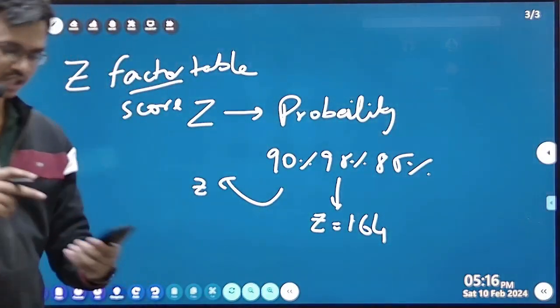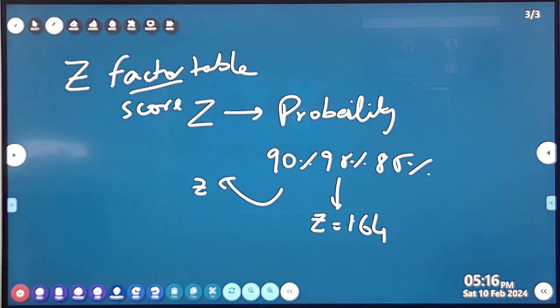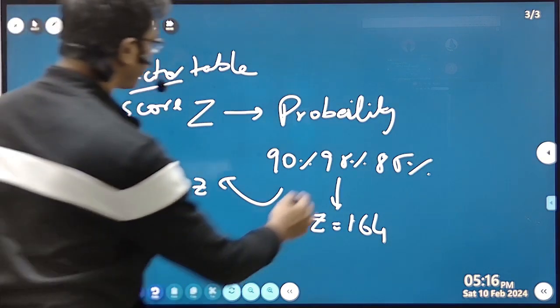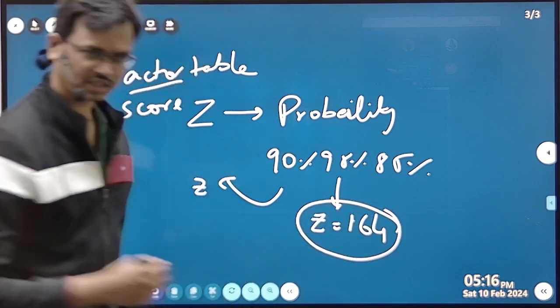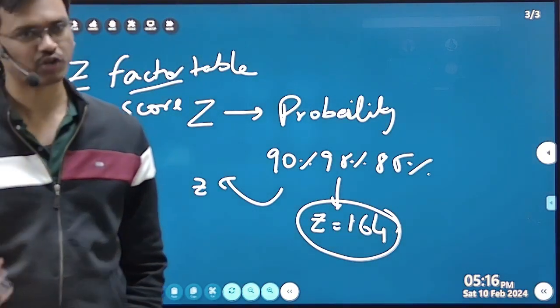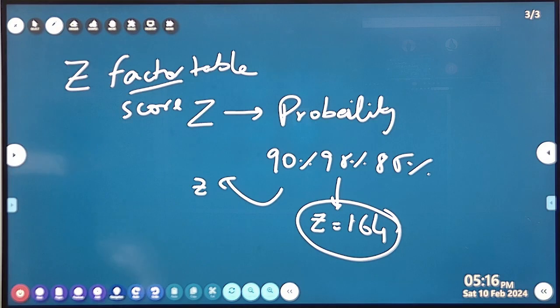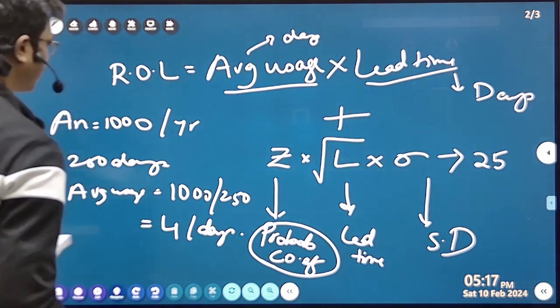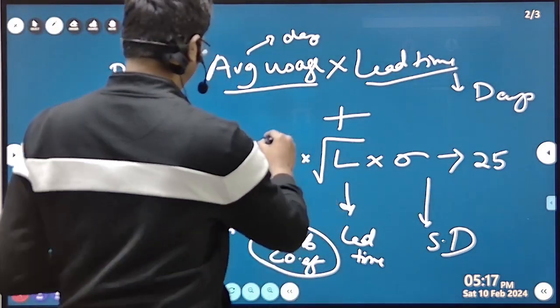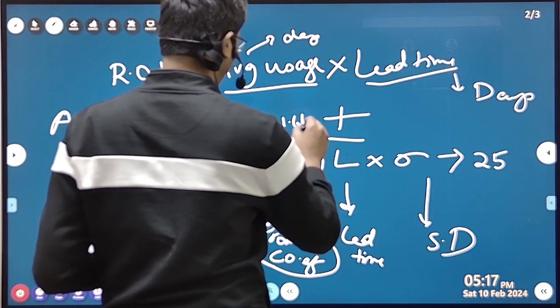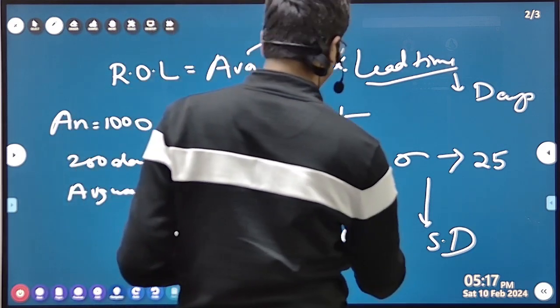I will share the link of this table in the group. For every probability there's a constant value, so there's no need for us to derive or know it. That should be provided in the question. Now coming to this, we know Z is 1.64, and lead time is 15 days.